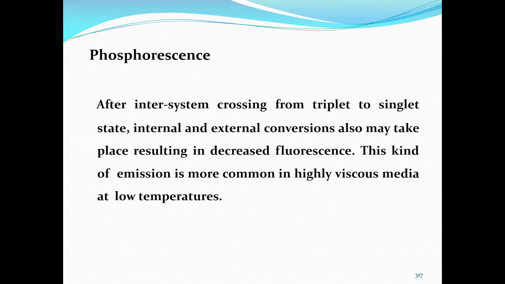So, now I come to the phenomenon of phosphorescence, and after intersystem crossing from triplet to singlet state, the internal and external conversions also may take place, resulting in decreased fluorescence. This kind of emission is more common in highly viscous media at low temperatures. Okay. So, this I have explained to you yesterday or day before yesterday, where we can stabilize a system using polyvinyl alcohol, glycerol, glycerine and starch, dextrin, maltose, etc.